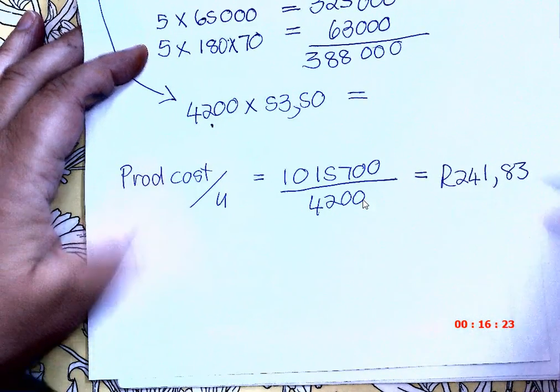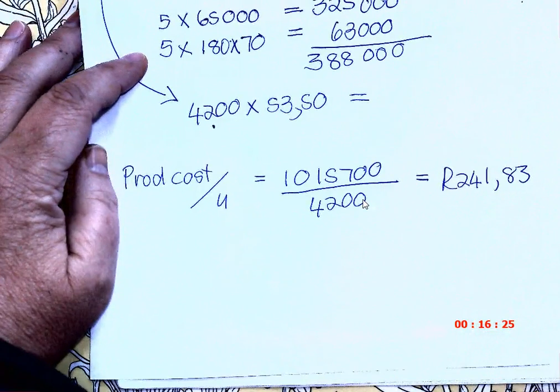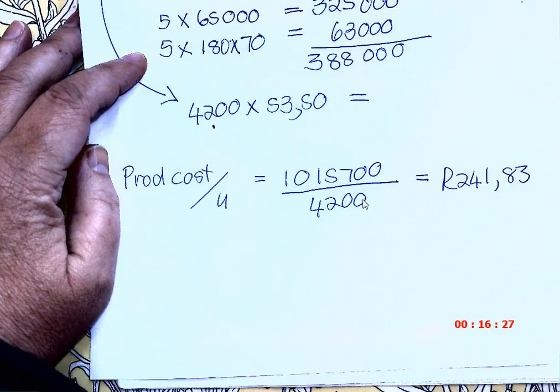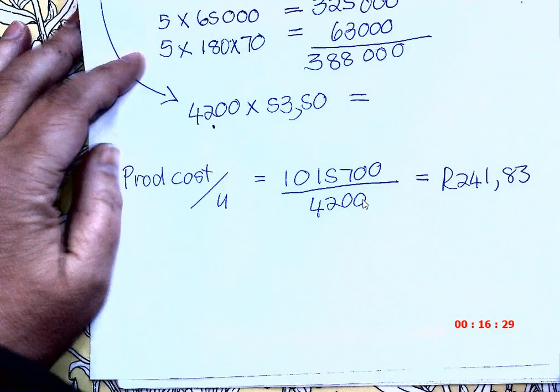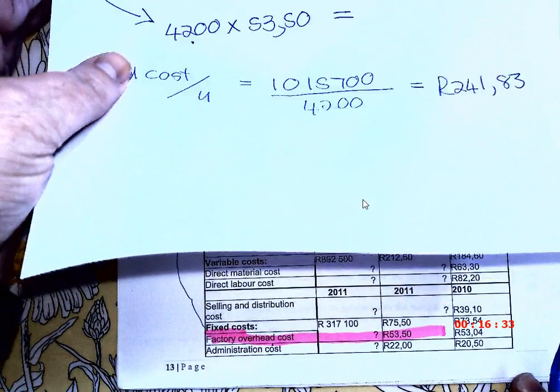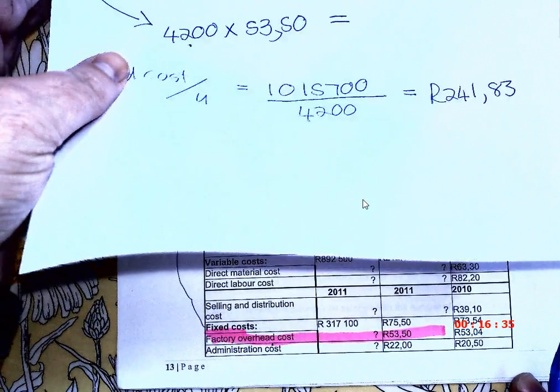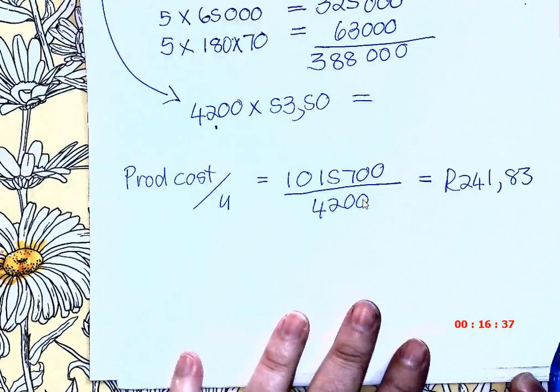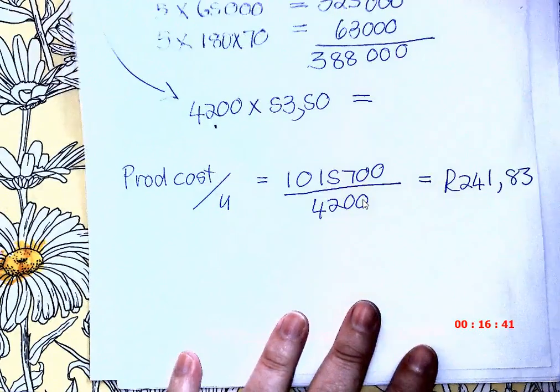Okay, 241.83. Most probably they'll give me, did they give you your sales cost? No. Yeah, the selling price I see is 350 rand. So they are making a profit there. Okay. Now, let's go on.